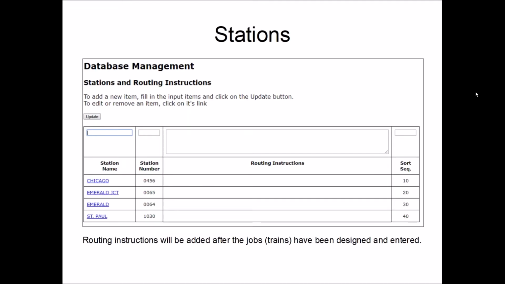Stations, right now, we're only going to deal with station names. We're not going to deal with routing instructions yet. So these are the 4 stations that we're going to have for this railroad. We've got Chicago on one end, which is our staging yard in the east. St. Paul, which is a staging yard on the west, and then Emerald Junction, which is where the branch line starts, and then Emerald itself.